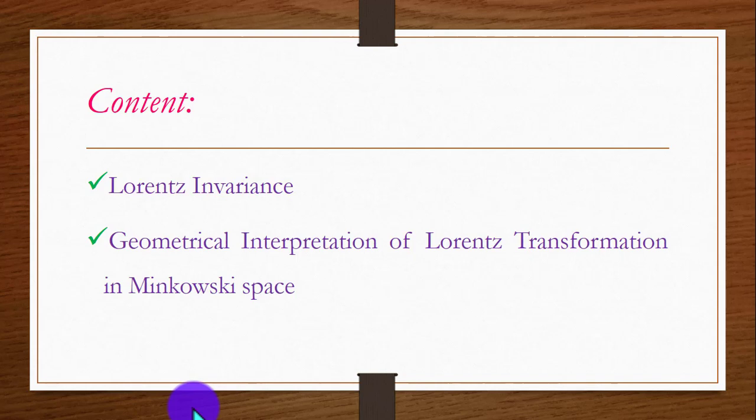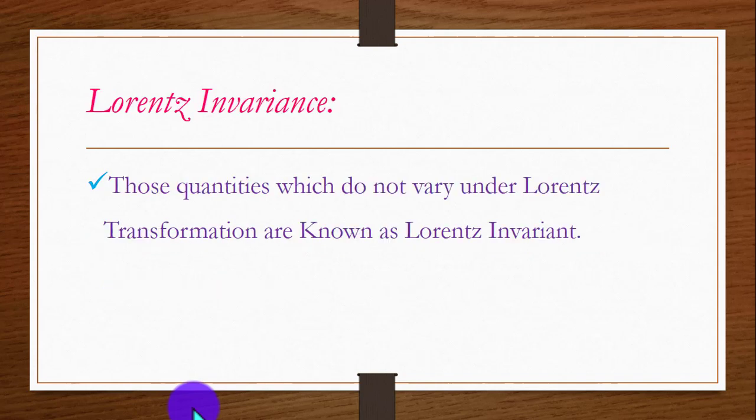But before that, we must know what is Lorentz invariance. What are the quantities which are Lorentz invariant? Lorentz invariant quantities are those which do not vary under Lorentz transformation. So, all those quantities which do not vary under Lorentz transformation are known as Lorentz invariant quantities.